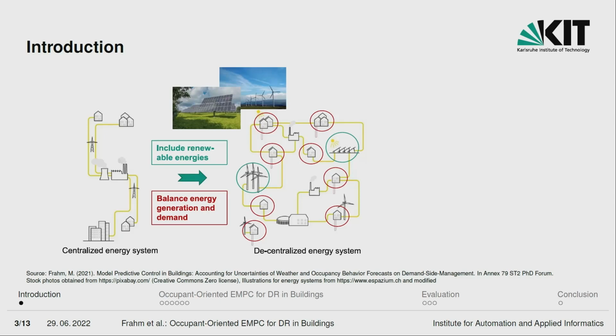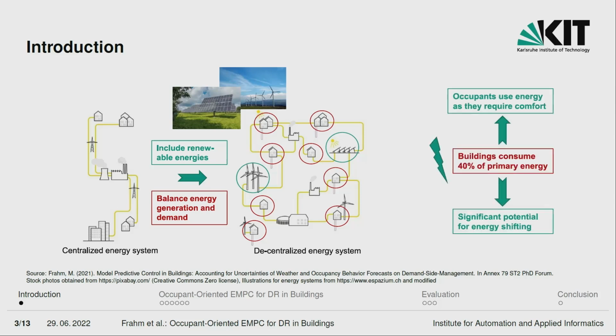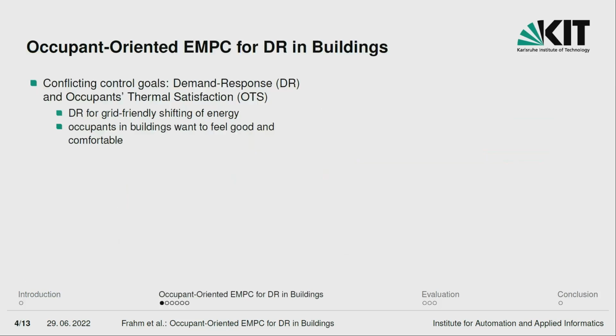In the introduction, we start from a centralized energy system where we want to include renewable energies, which results in a decentralized energy system where it's difficult to balance energy generation and demand. However, as buildings consume a major part of energy, they offer large potential for shifting energy. This energy is used by occupants in buildings as they require thermal comfort. So in summary, we have conflicting controls.